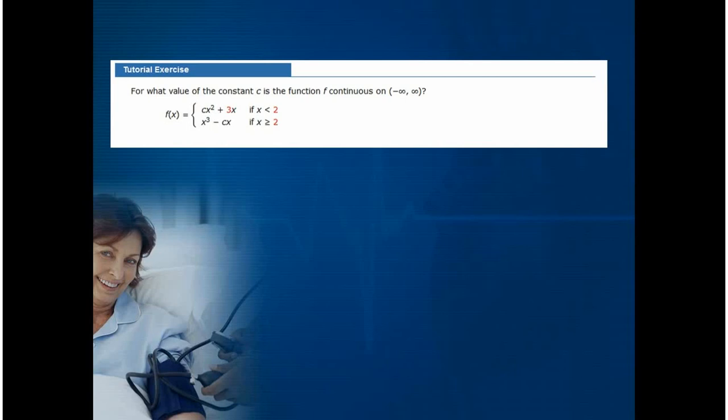This is the last problem. We did it in class. I'm introducing a lot of ideas all at once. So this is another piecewise defined function.